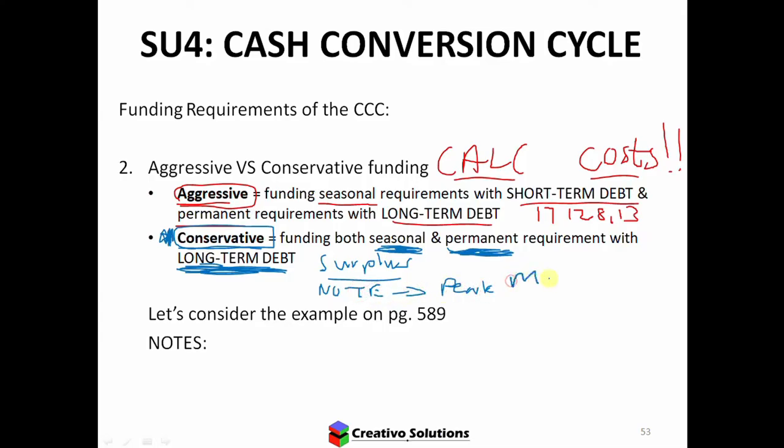Peak, the most, the max. Okay, just to make that clear. Right, so the total long-term financing will always be the maximum. In other words, the limit. If we go back to the diagram, you'll see the peak in this diagram was 1125, okay, 1.125 million. This business never needs more than 1.125 million to operate.